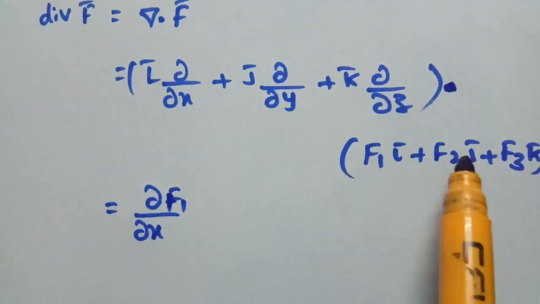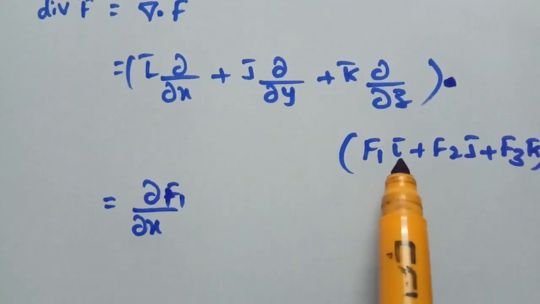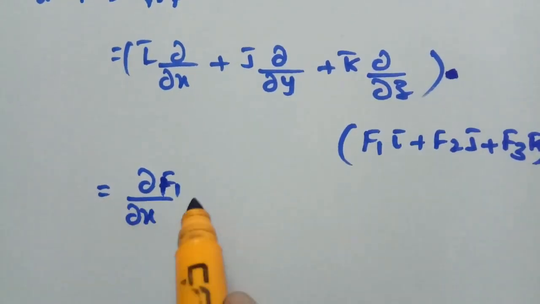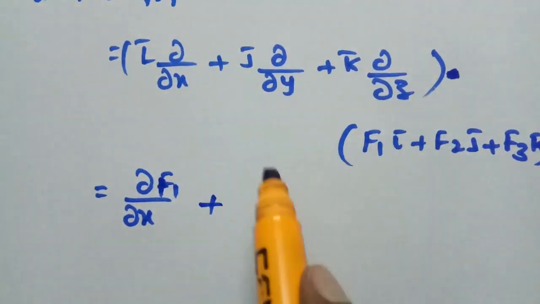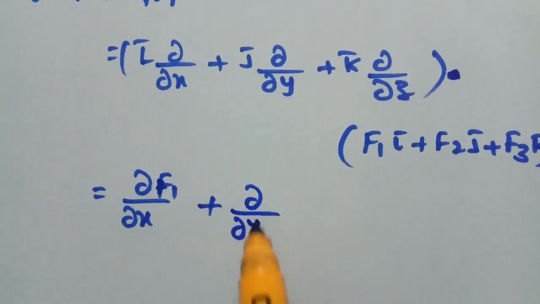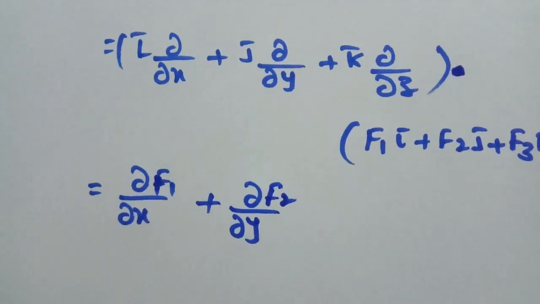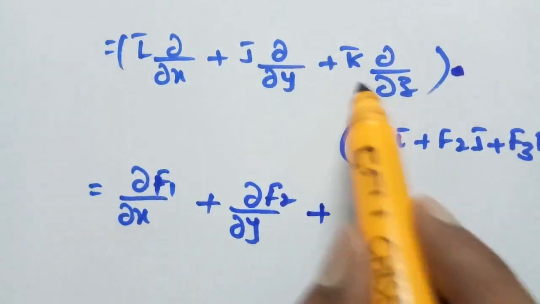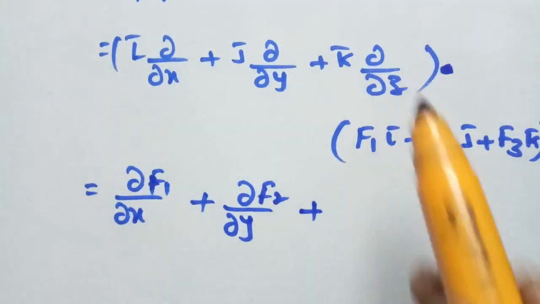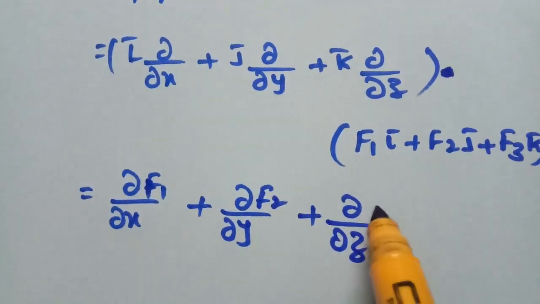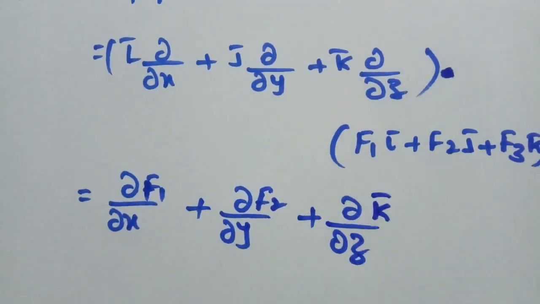So therefore, we get only dou by dou x of f1 with i bar. And j bar dot j bar is equal to 1, and other dot products with i bar and k bar being zeros. Therefore, this is dou by dou y of f2. Since k bar dot k bar is equal to 1, this can be written as dou by dou z of f3.